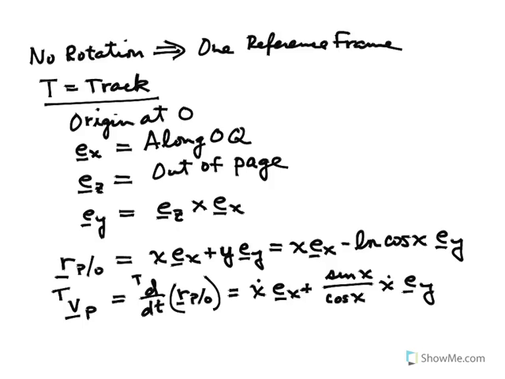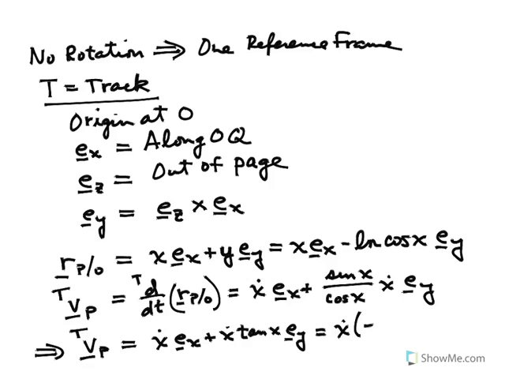So that completes the chain rule, which gives us that the velocity of point P, as viewed by an observer fixed to the track, is equal to x dot EX plus x dot times the tangent of x EY, which is equal to x dot times EX plus the tangent of x times EY. So that's our expression for the velocity of point P. Now, once we have this velocity, now we start writing everything in terms of intrinsic coordinates.